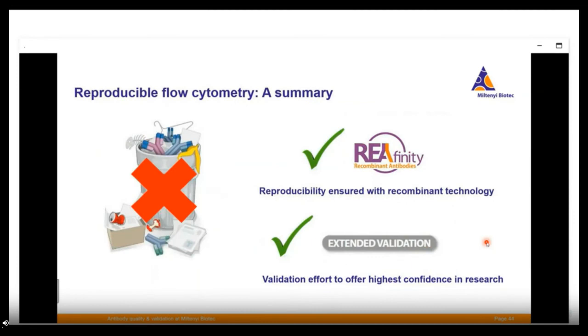And here with my last slide, I would like to highlight that with highly validated and recombinantly generated antibodies, you do not need to throw away your precious data. Rather, you can build confident and reproducible results.